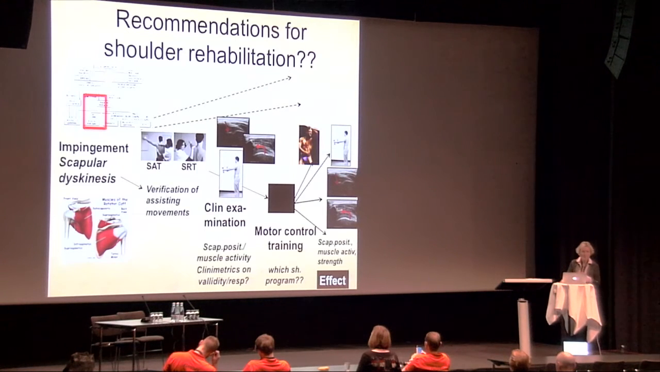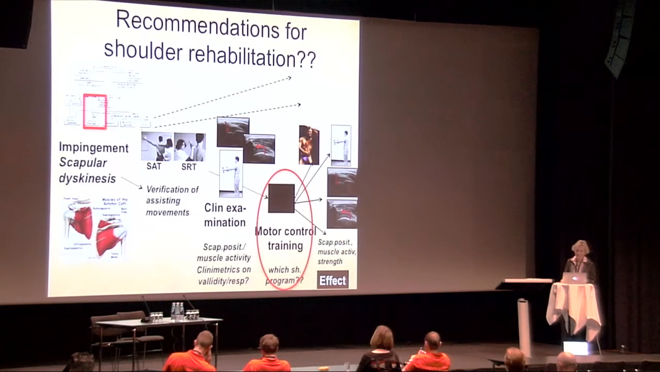And we can prescribe our motor control training, which is still one of the black boxes in here, and we can test the effect on the scapular dyskinesis. Was it actually targeted, and was it reduced after our intervention? But as mentioned and indicated, we still have some challenges in which motor control training to prescribe.